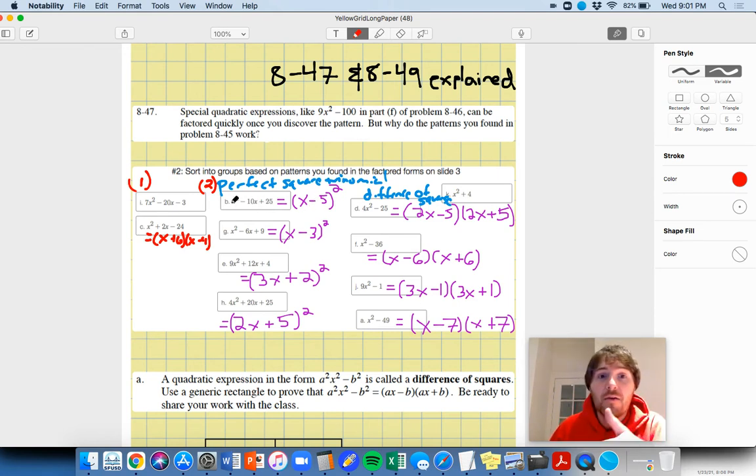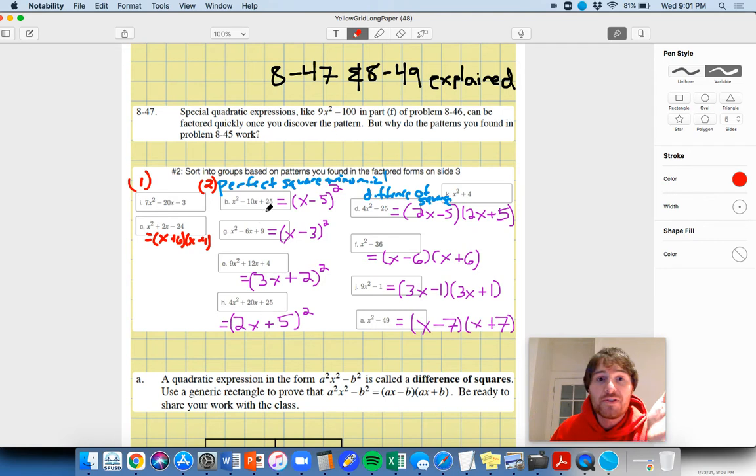Why? Well, what do we notice here? We see an x squared in front, so that's the x, and it also has the x later. We also see a 25 at the end. How does that relate to negative 5? How's 25 related to negative 5? Let me think about that for a second. We have a negative 10 in the middle. Interesting. This one here is a perfect square trinomial.